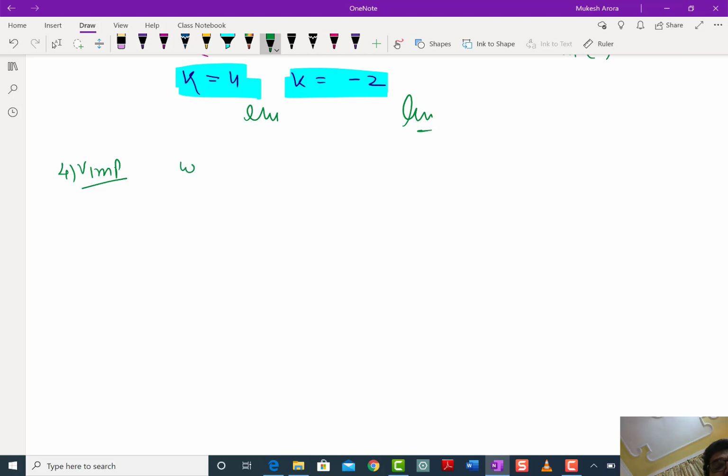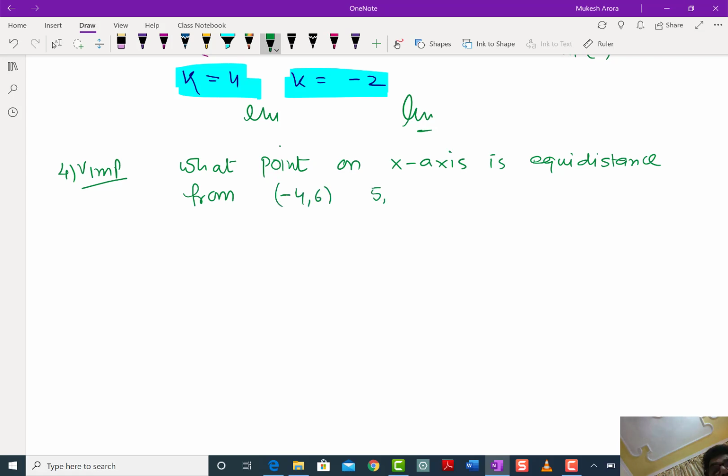What point on the x-axis is equidistant from (-4, 6) and (5, 9)?